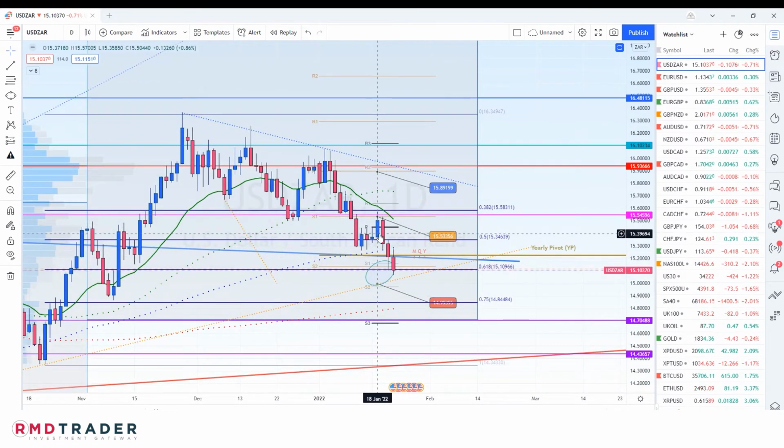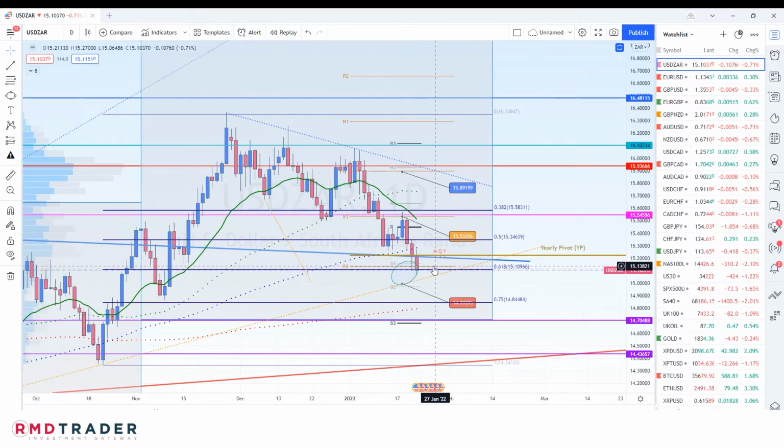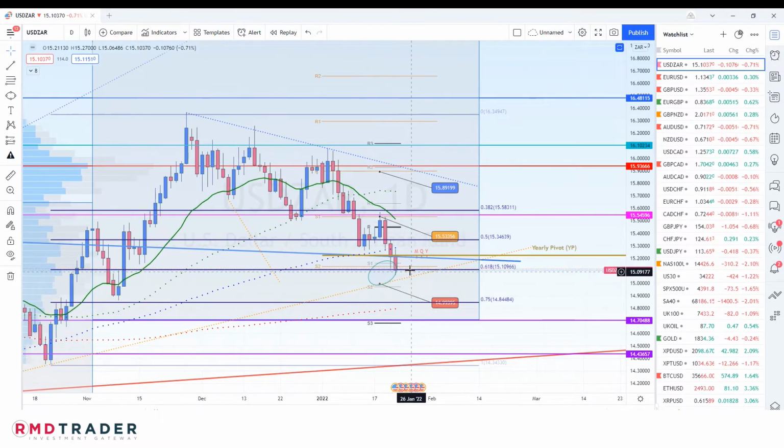And as we can see, price has come down now into this area to test most likely this area of the diagonal support, and from here we will be looking for some buyers to start stepping back in and hopefully drive price back towards this area of last week's highs.